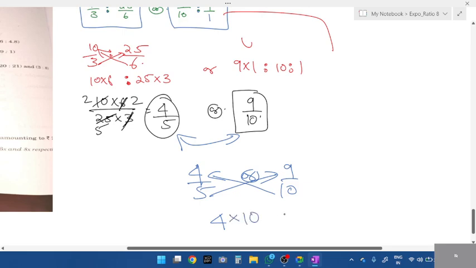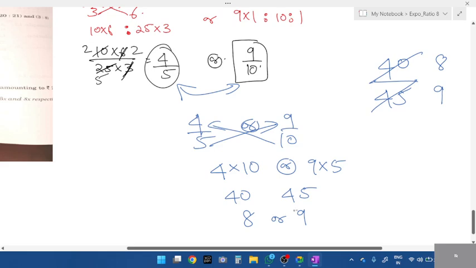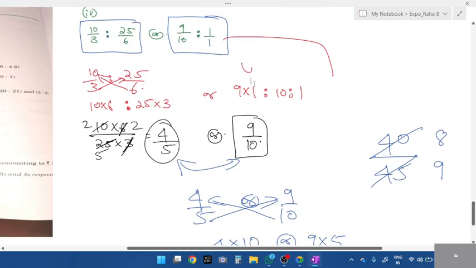4 into 10, what is 4 into 10? 40. 9 fives are 45. Reduce it. Numerator and denominator, reduce it. 5 eights are 40, 5 nines are 45. What do we get? 8 or 9? Which is greater, 8 or 9? 9 is greater. Therefore, the second equation is greater, right?